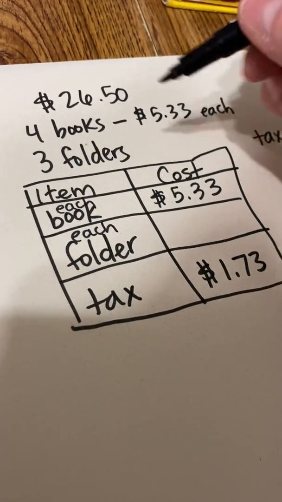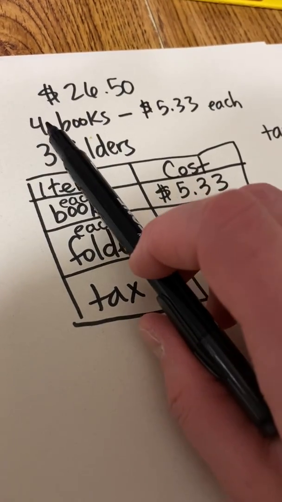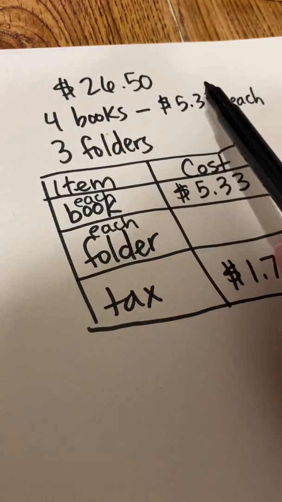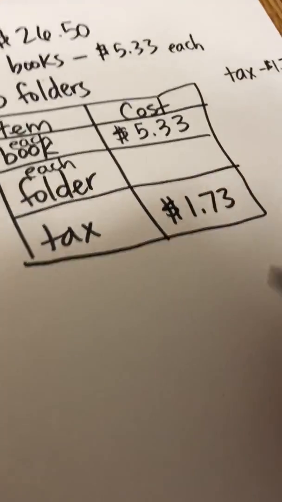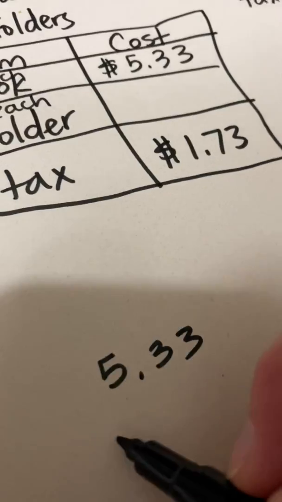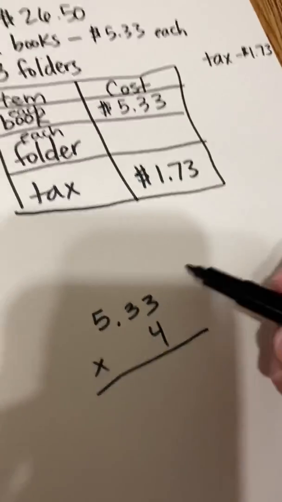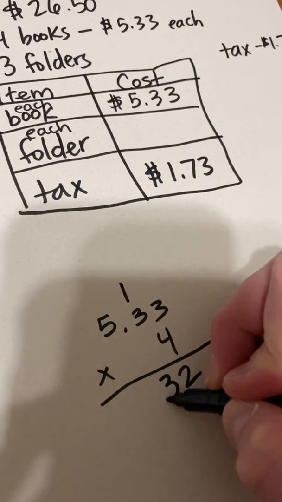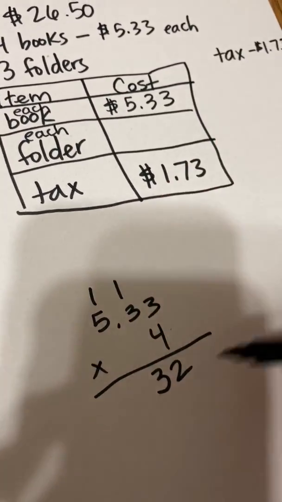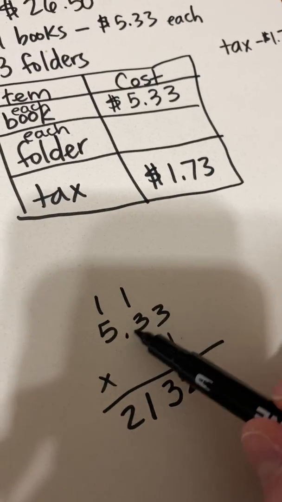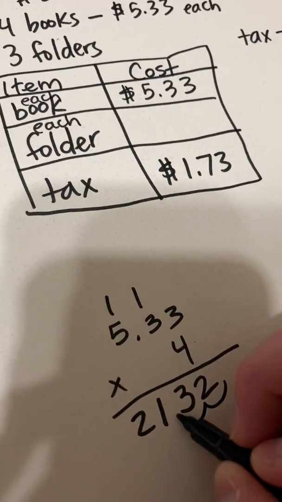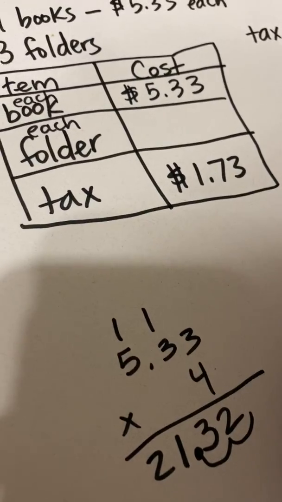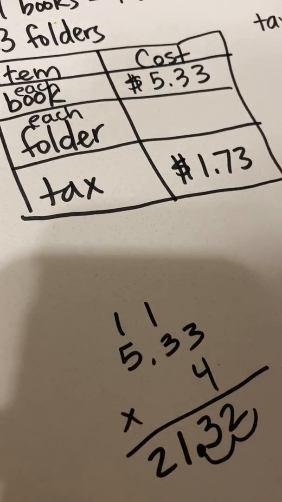So first off, we need to find out how much money it costs for those 4 books at $5.33 each. So I'm gonna take 4 and multiply it by $5.33. 5.33 times 4. 4 times 3 is 12. Carry the 1. 4 times 3 is 12 again plus 1 is 13. Carry the 1. 4 times 5 is 20, that's 21. And then there's 2 numbers after the decimal. So for just the books, it costs $21.32.